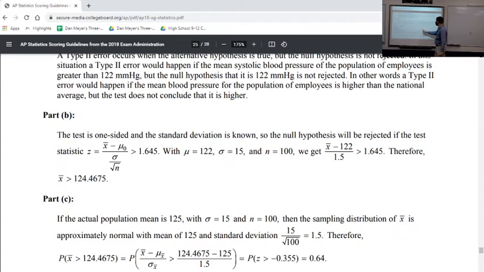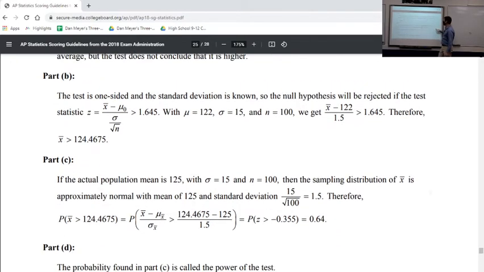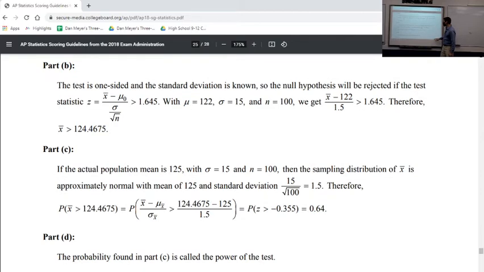Part B, we showed this process, and then that gives me my threshold for part C, which we calculated that we were above that threshold if the mean were actually 125. We said the power is what it was called.